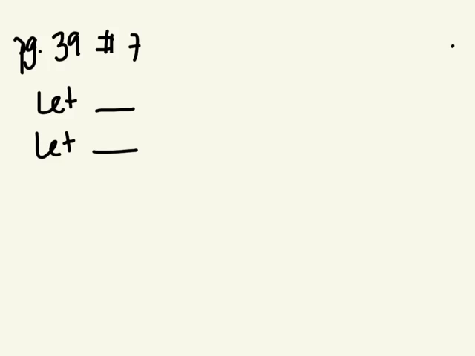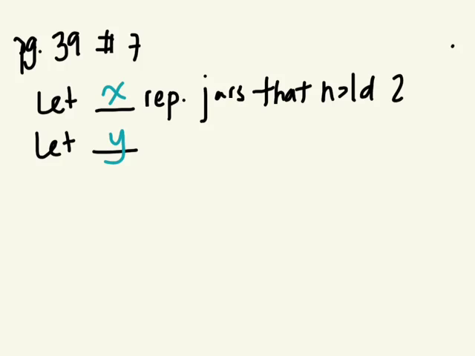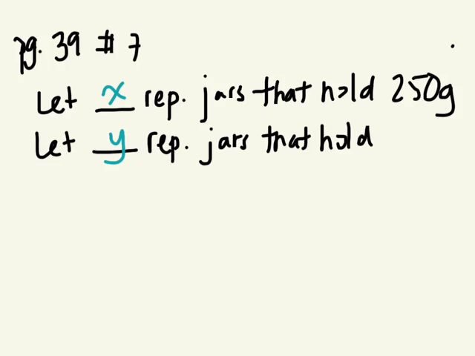Do you want to just use x and y? So let x represent what? What's the first piece of information we have to find? Jars of 250 grams. Good. Jars that hold 250 grams of what? 250 grams of almond butter. Of almond butter. And then y can represent the jars that hold 500 grams.